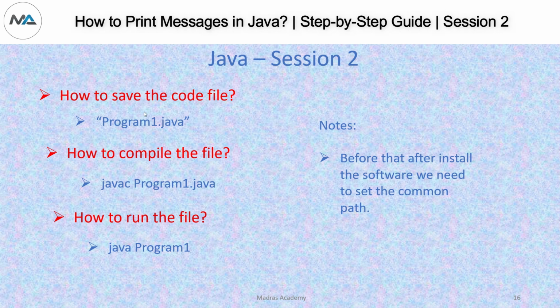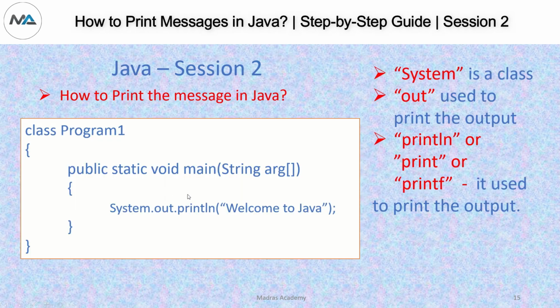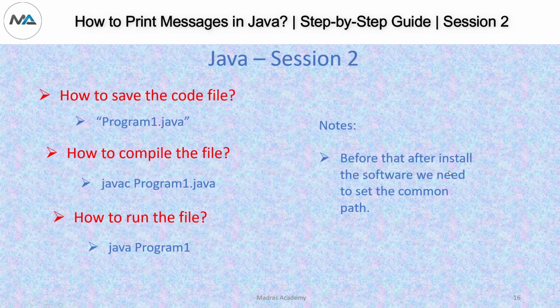Next, we will see how to write this program in Notepad++, and how to execute this code and see the output. Before that, after installing the software we need to set the command path. I already told you this. So just set the command path in your system also. And after setting the path, before writing the code you have to check whether the software is installed properly or not. I will tell you how to check.